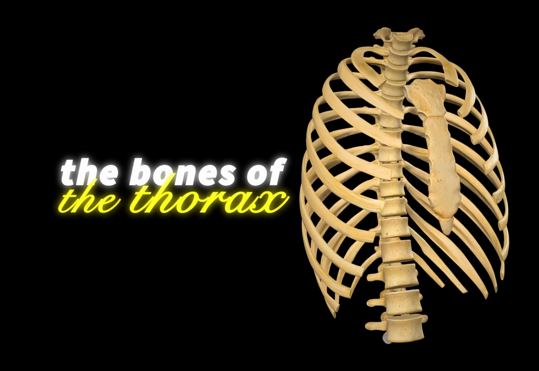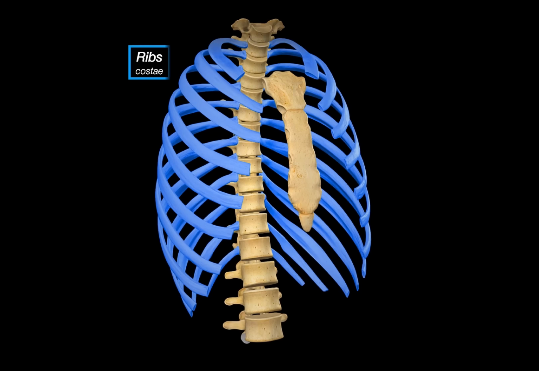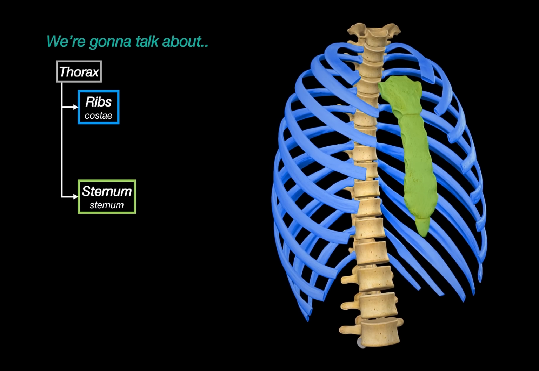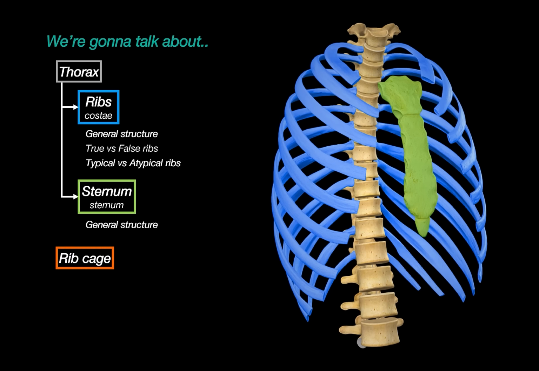Now we're covering the bones of the thorax. These include all 12 pairs of ribs and the sternum in the center. So here's what we're going to talk about. First, we will go through the structures of the ribs, what makes them true and false, and even typical and atypical ribs. Then we will cover the sternum, its different parts, and how it connects to the ribs. And at the end, we will put it all together with a quick look at the rib cage as a whole.